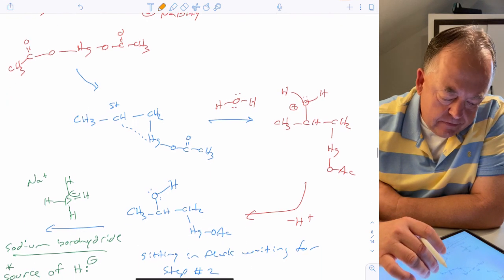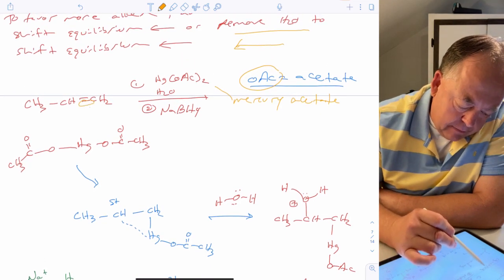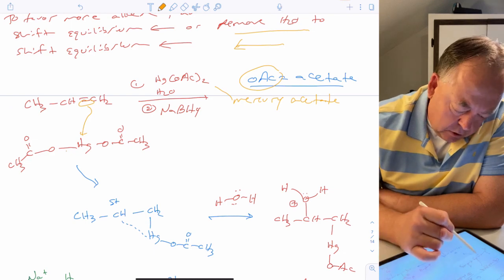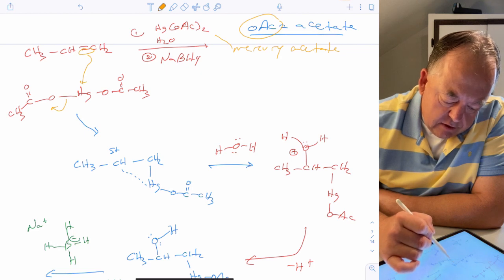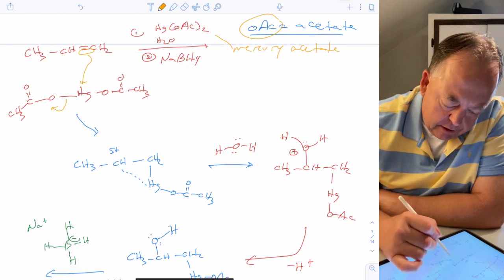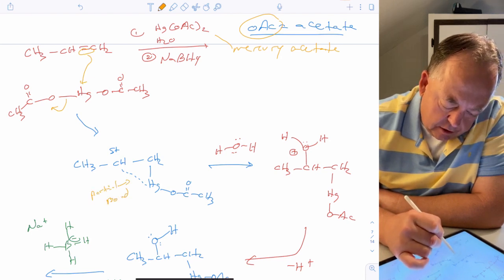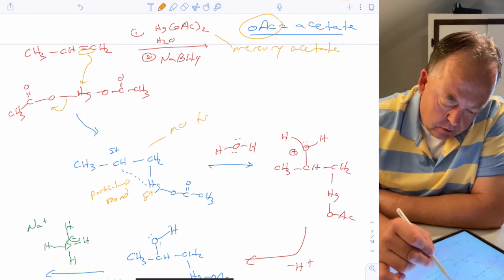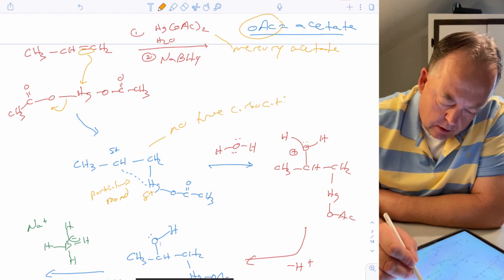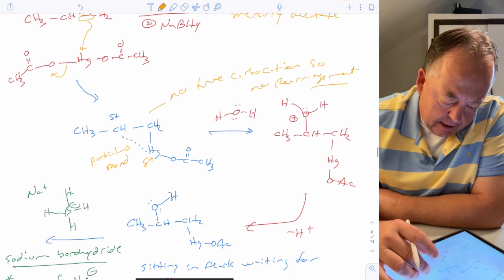So what happens in this mechanism is we take the pi electrons and make a bond to mercury, and then that kicks one of the acetates off. So now mercury is attached to one of the carbons, but mercury has unpaired electrons, which can be used to make a partial bond to the other carbon. So you don't have a true carbocation, which means there's no rearrangement possible since it's not a true carbocation.